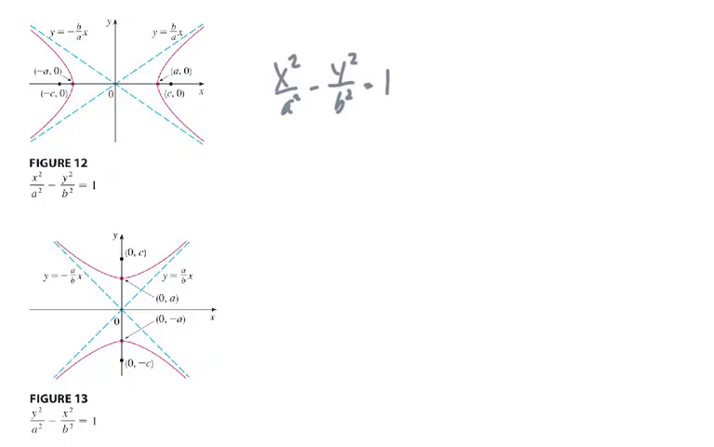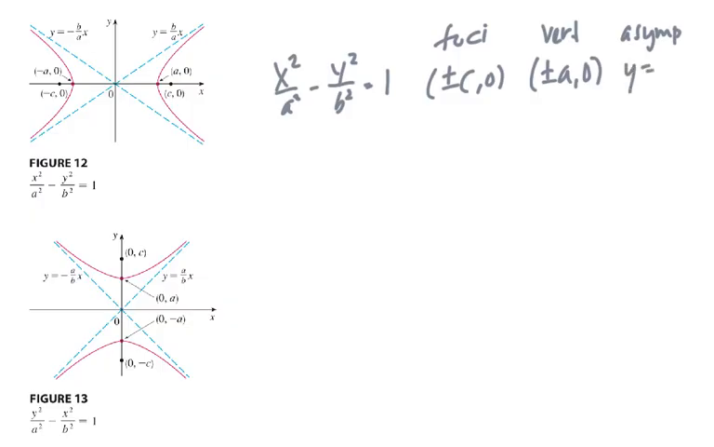And then the foci are, again, plus and minus c, comma 0. And the vertices are plus and minus a, comma 0. And the asymptotes, I didn't leave enough space. Let's move this over. The vertices again are plus and minus a, comma 0. And the asymptotes are y equals plus and minus b over a times x. So it's not very hard to draw.